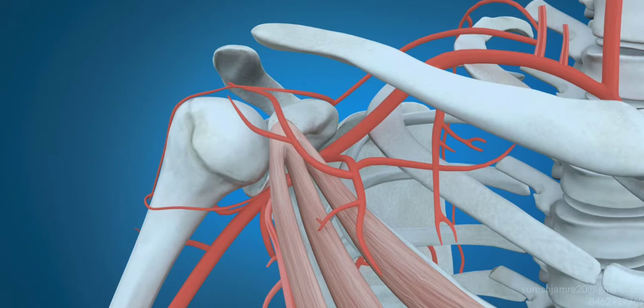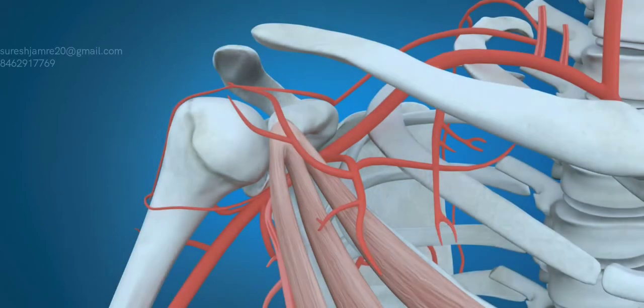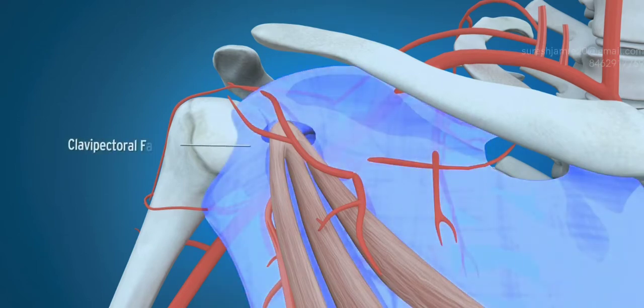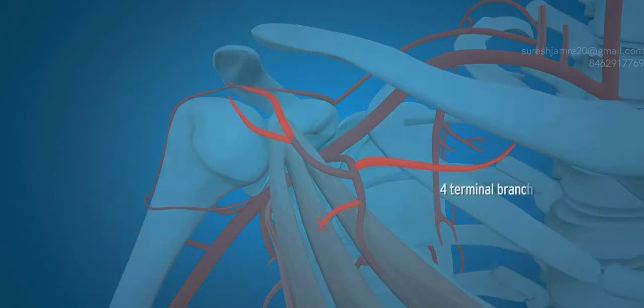Two branches from the second part. The thoracoacromial artery, also called the acromiothoracic artery, emerges at the upper border of the pectoralis minor muscle. It is one of the structures which pierces the clavipectoral fascia. It divides into 4 terminal branches.